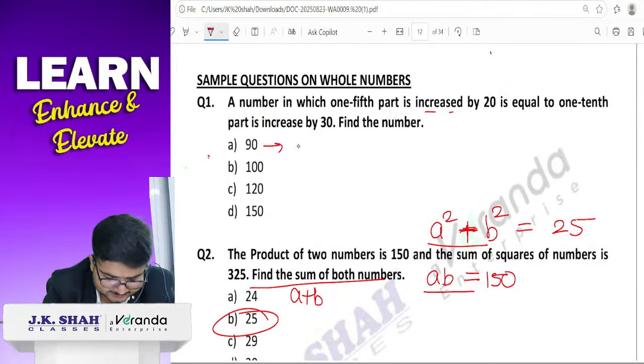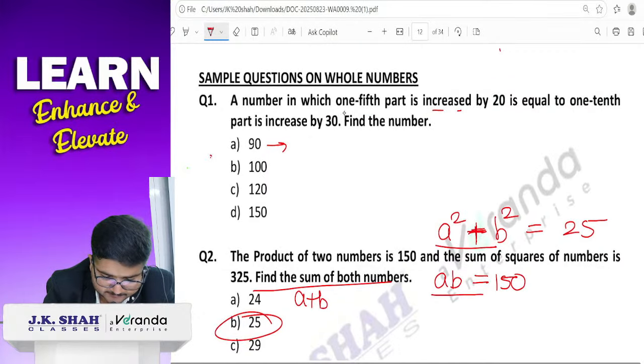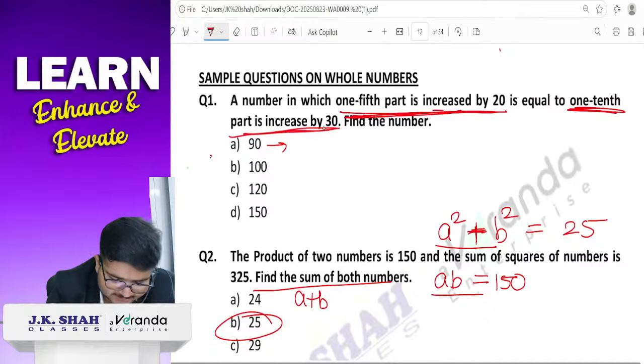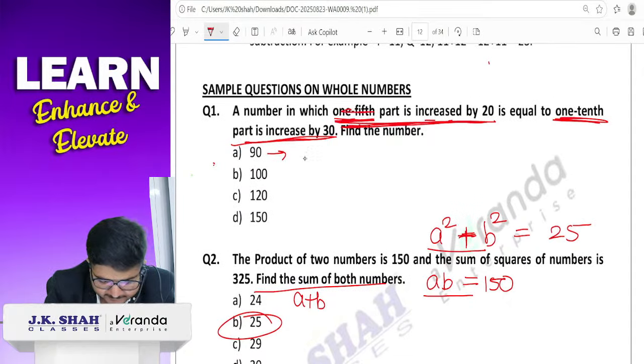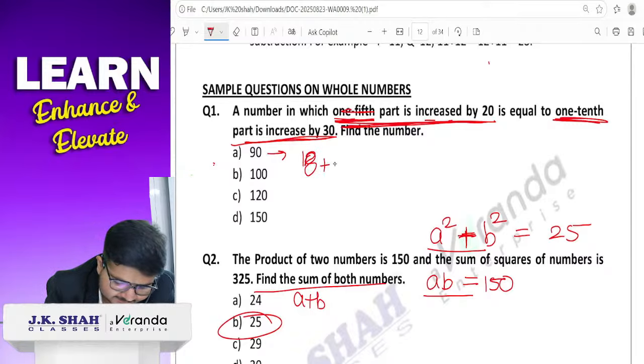Let us take 90. First I will find the 1/5 part increased by 20, then I will find the 1/10 part, increase by 30, and check whether or not they are equal. Let us find 1/5 part. What is the 1/5 part of 90? It is 18. Now increase it by 20. What is the answer? 38.